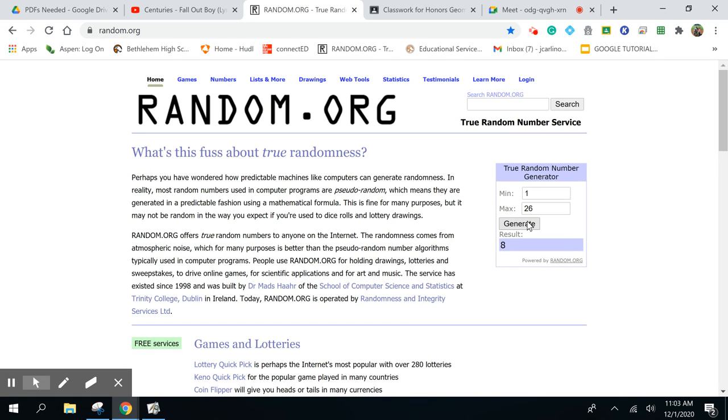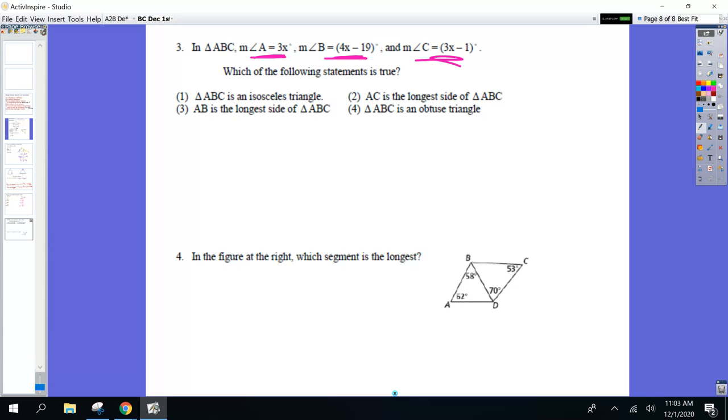Here we go. Ryan, got an equation to set up for me so I can actually find those angles? Yep. 3x plus 4x minus 19 plus 3x minus 1 equals 180. Yep. All the interior angles add up to 180 from last unit. Here we go. Let's solve for x. So what am I looking at? 10x minus 20 equals 180. All right. Add the 20 over.